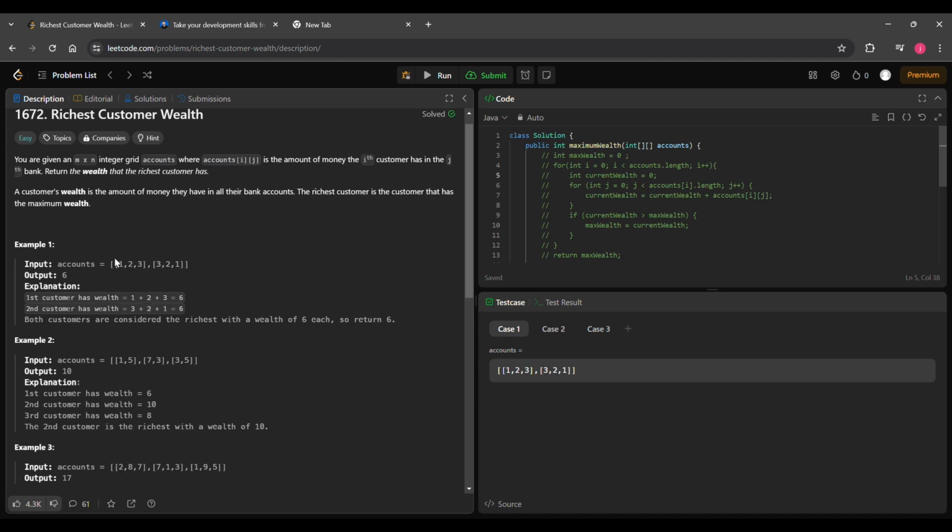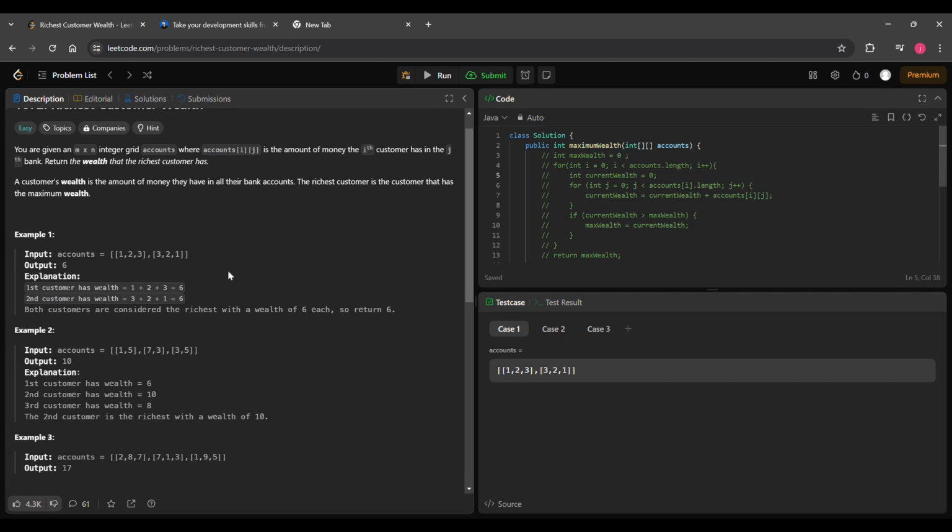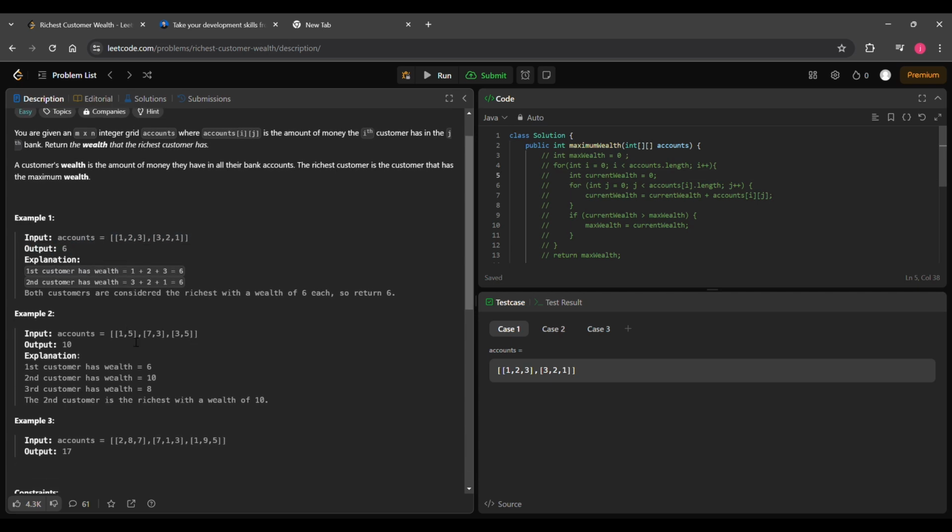So how can we do this? We can do this by adding the total amount of money a person has in all the banks. In this case, the first customer has 1 plus 2 is 3, plus 3 is 6. So he has a total amount of 6 across all banks. And the second customer has 3 plus 2 plus 1, which is 6, the total amount of money in all the banks. So what is the highest amount of money a person has in the bank? It is 6, because the highest number is 6. If we see the second example, 5 plus 1 is 6.